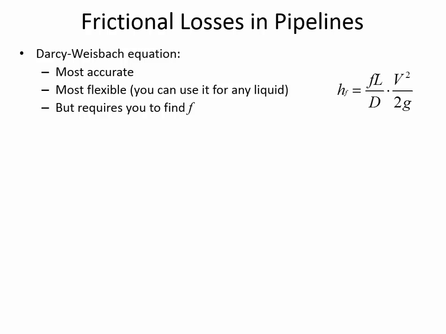All right, so empirical resistance equations. What makes these empirical is that they're based on observation. And so here's the best of our empirical resistance equations for closed conduit flow. And you've seen it before, the Darcy-Weisbach equation. When given the option, you should always choose this equation.